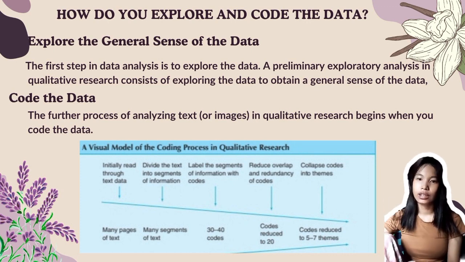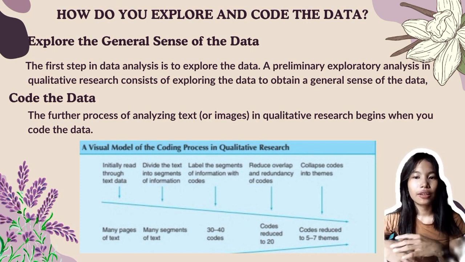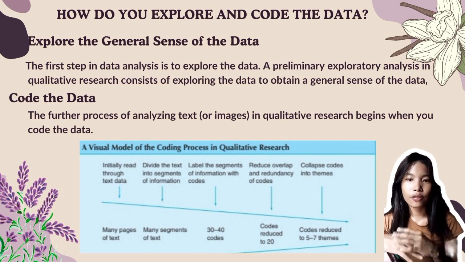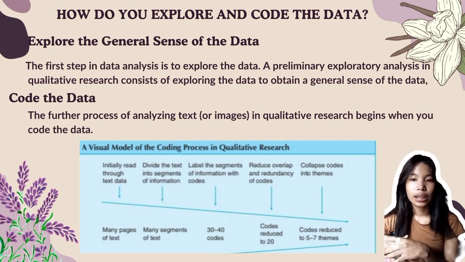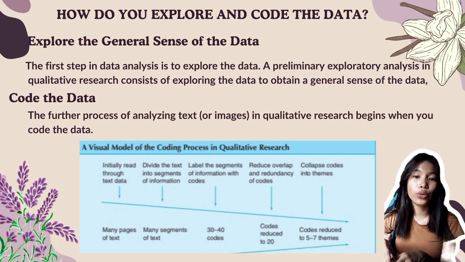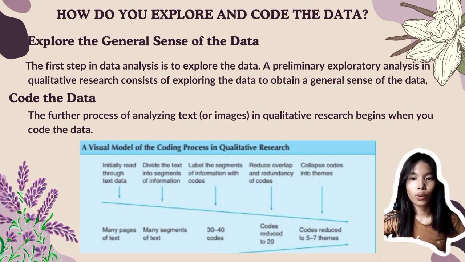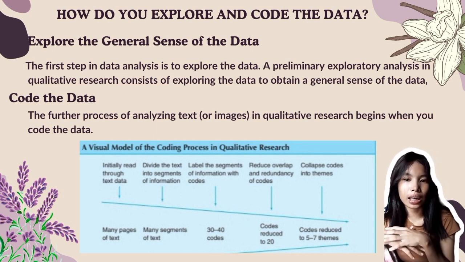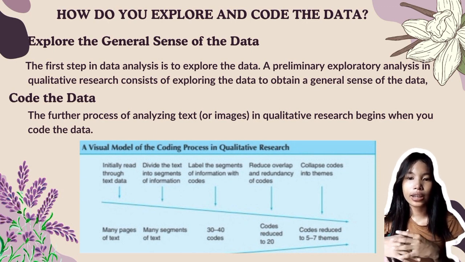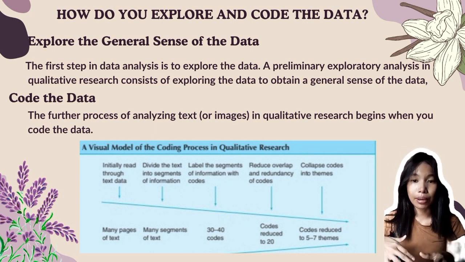So the next one is coding the data. The further process of analyzing text or images in qualitative research begins with coding the data. Once you've explored the data, coding is like organizing it into categories or labels.